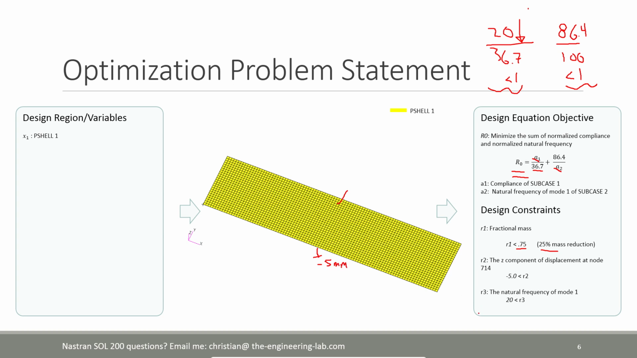And then our third constraint will be a natural frequency. We are going to try and increase the natural frequency as much as possible, but we should at no point be less than 20 hertz.